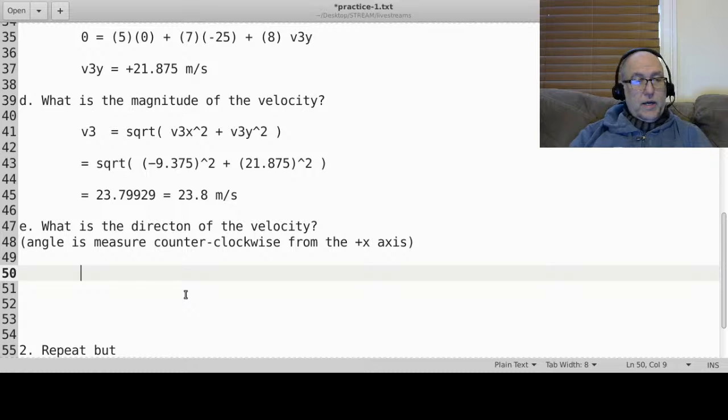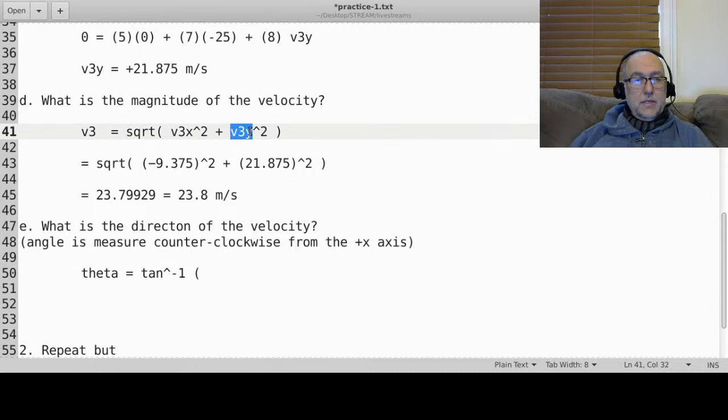Okay, and so the angle theta is going to equal the inverse tangent, and usually on a calculator that's done with a tangent to the -1 like that, of the y component, like that, divided by the x component.